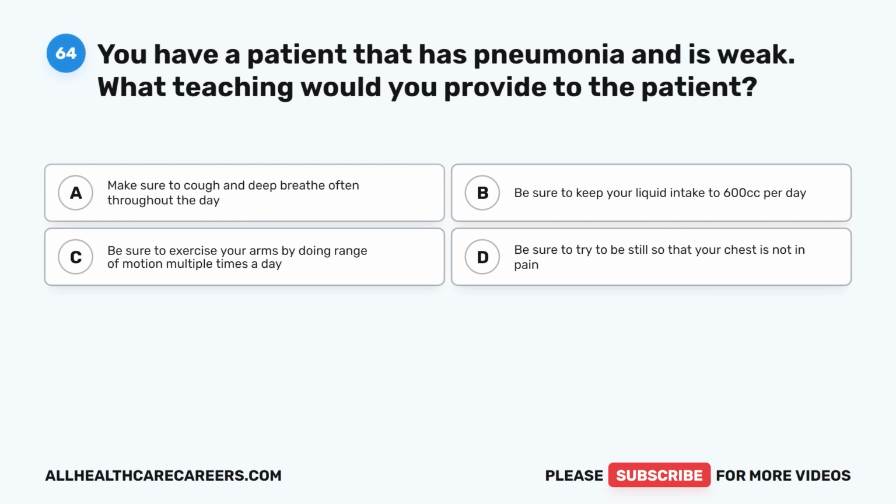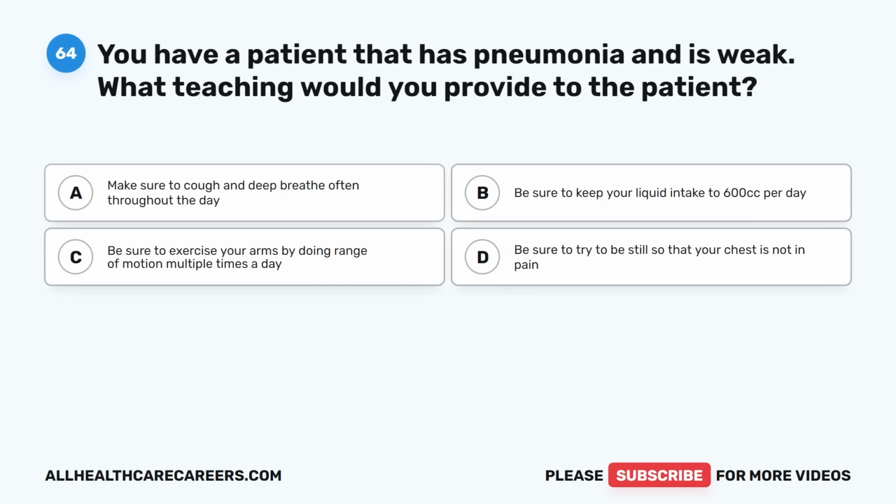Question 64. You have a patient that has pneumonia and is weak. What teaching would you provide to the patient? A. Make sure to cough and deep breathe often throughout the day. B. Be sure to keep your liquid intake to 600 cc per day. C. Be sure to exercise your arms by doing range of motion multiple times a day.